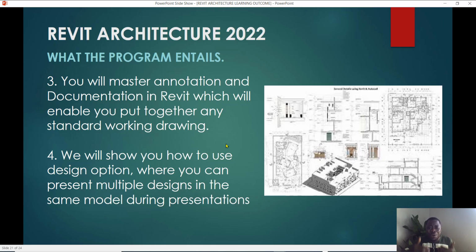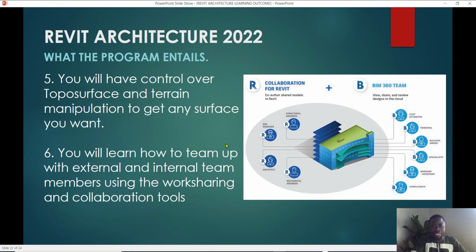It is very, very important. And these are among some of the things that you are also going to learn extensively in our program. We also show you how to use design options. This is a very important tool that a lot of people don't know how to use. You can create multiple design options, okay, and present that to the client in the same model that you've done. Okay, so you will learn about that. And we'll also show you some presentation skills as well.